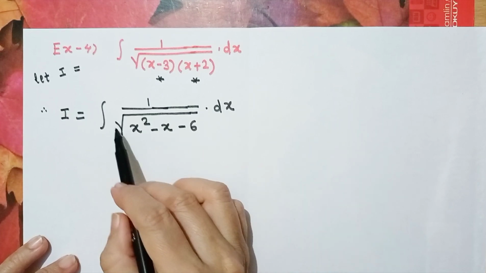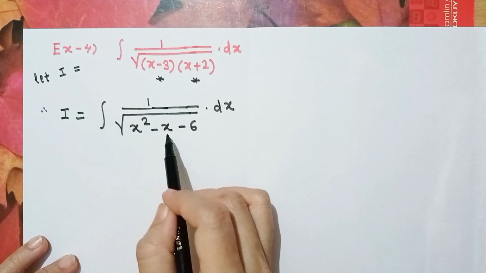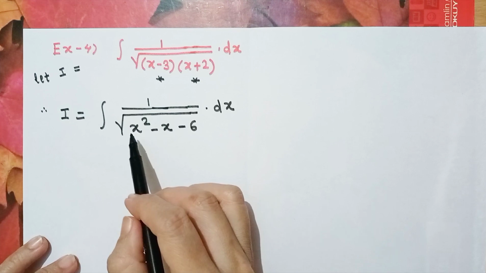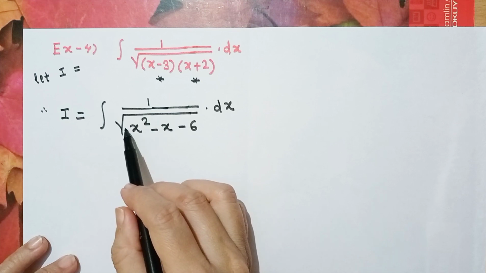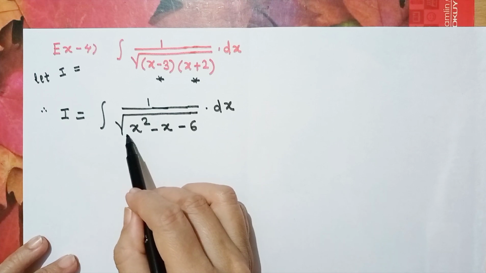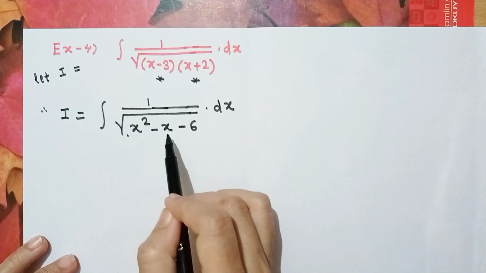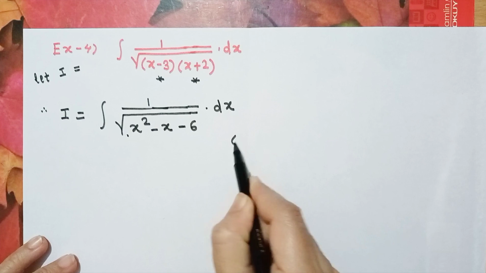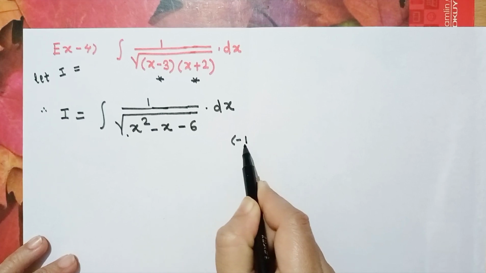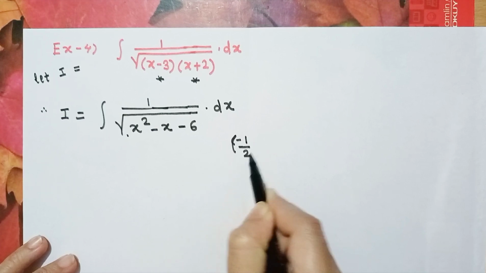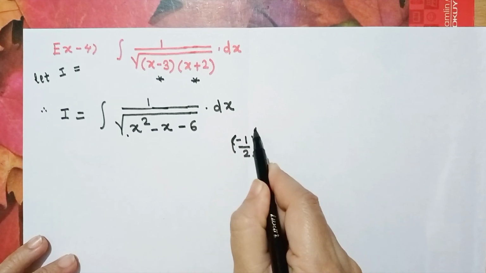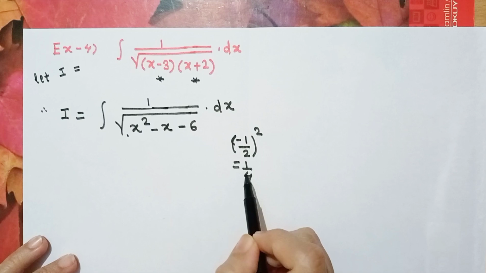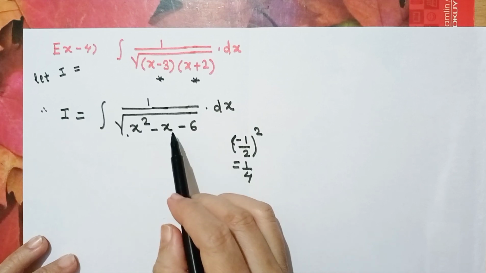Now this is in the form root ax square plus bx plus c. So our first step is to make the coefficient of x square 1, and already it is 1. So we will go to the next step. Now check the coefficient of x, which is minus 1. We will divide this by 2, so minus 1 upon 2. Now make the square. So its square is 1 upon 4. We will add and subtract here.